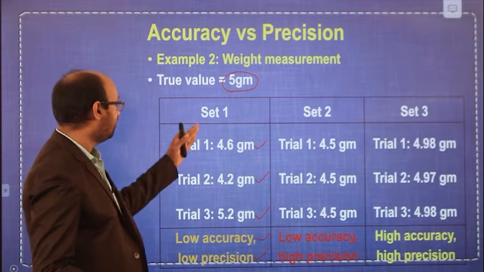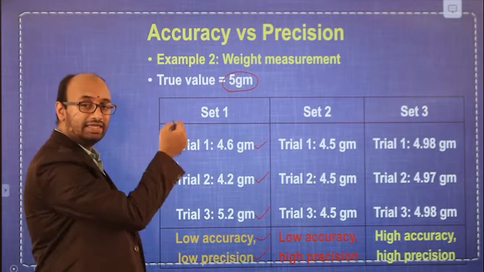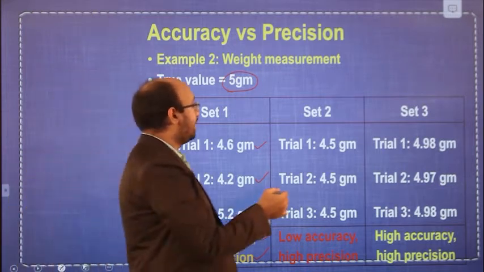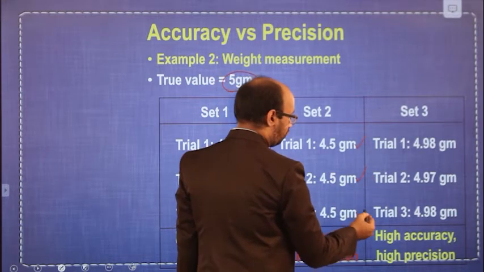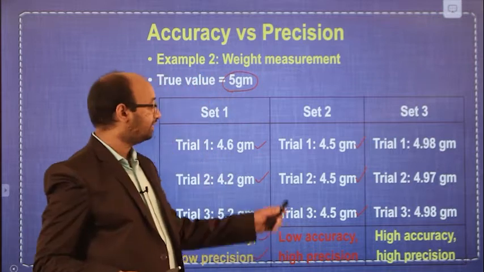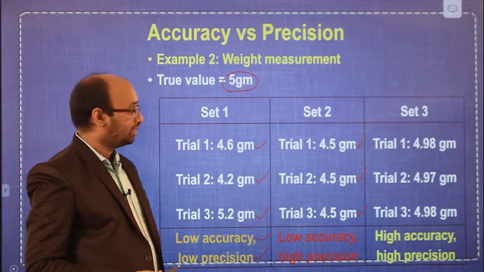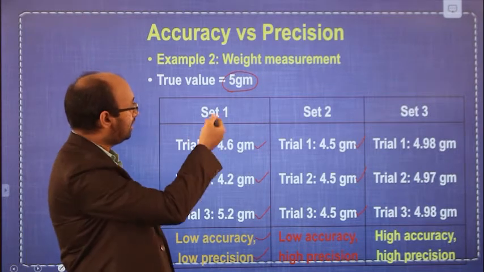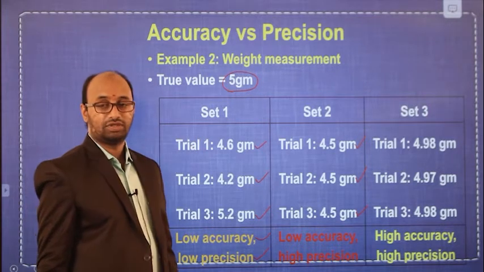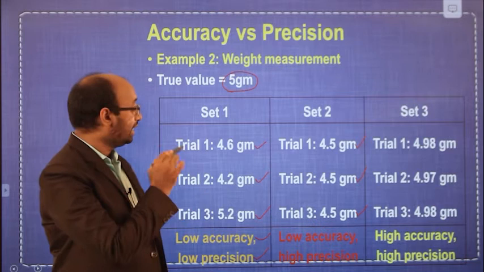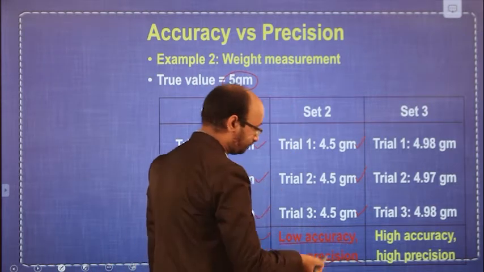There is no repeatability of measurements, so there is low precision. Let us see the second set of measurements. In this case, the measured weights are 4.5 grams, 4.5 grams and 4.5 grams in the 3 trials. In the second set, there is repeatability of measurements, that is the measured value is 4.5 grams in the 3 trials, and these values are not close to 5 grams. It means in this case there is low accuracy and high precision.